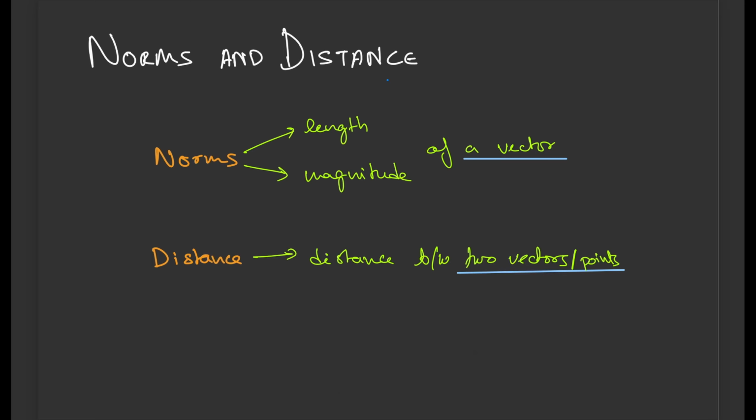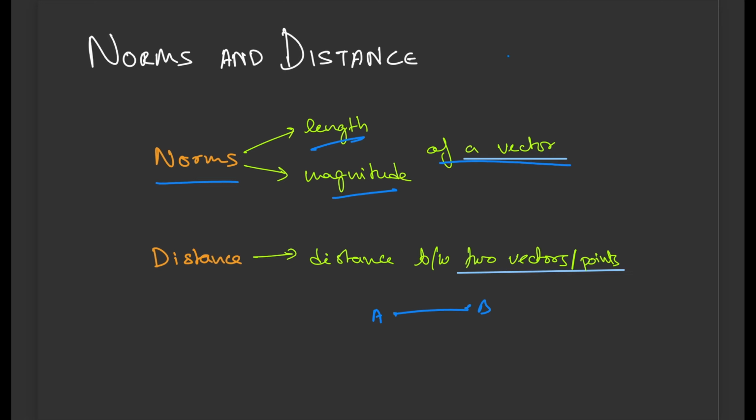Let's look into norms and distance. Norm is the length or magnitude of a vector. So we can say length or magnitude, both are the same thing. So we know that a vector has a magnitude and direction. And to get the magnitude, we use norm. This will give us the magnitude of the vector. And distance is the distance between two vectors or two points, right? Basically, how far these two points, A and B, are. Both norm and distance are related. Basically, they are the same thing. We'll see how they are related.